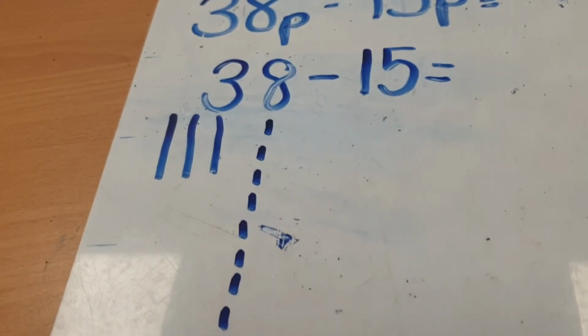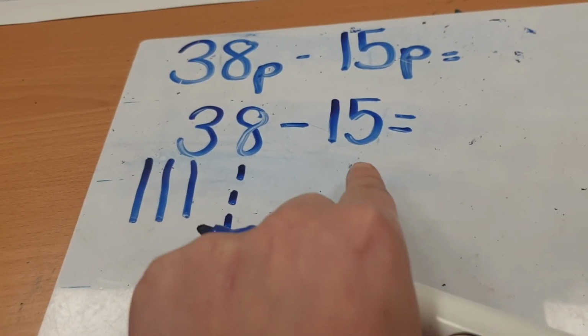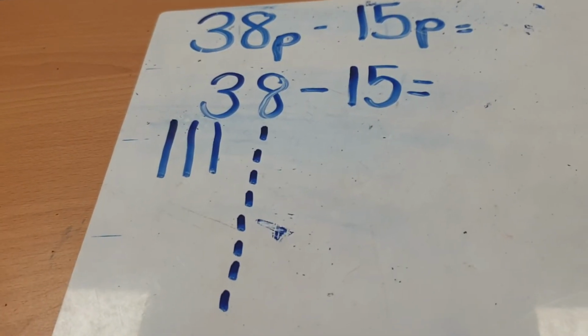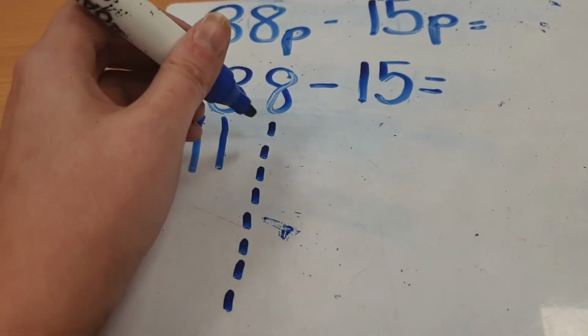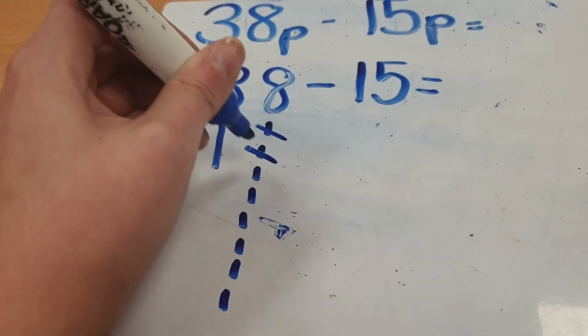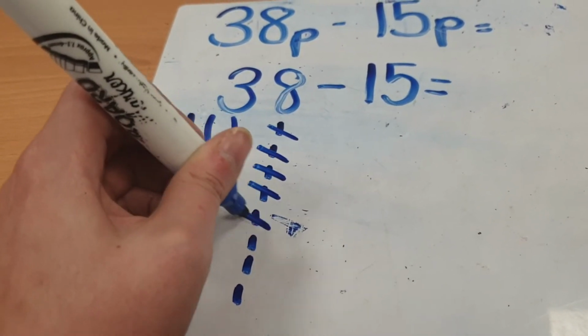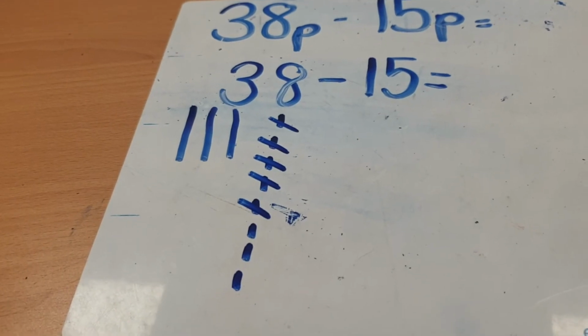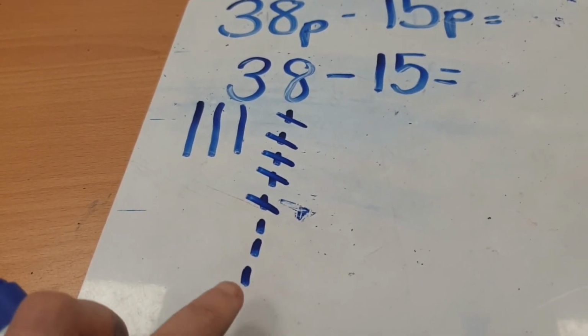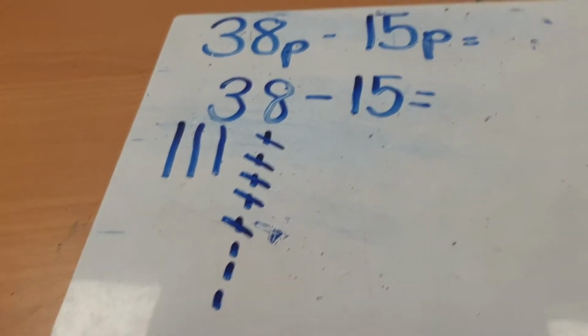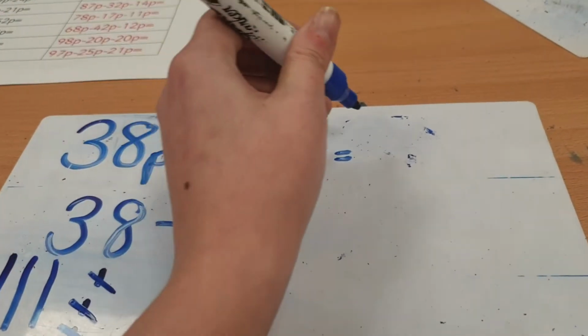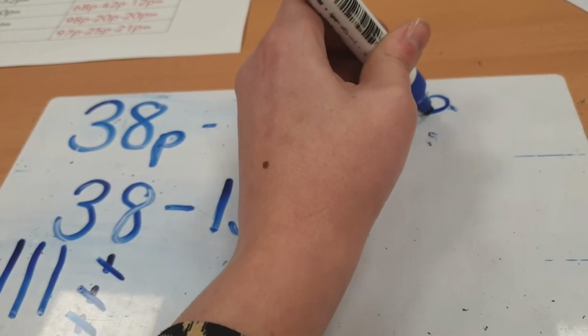So I need to look at the 8 and I need to take away 5 from it. Can you help me? Let's go. 1, 2, 3, 4, 5. How many ones do I have left? Let's count them up. 1, 2, 3. Well done. So I'm going to draw my 3 ones here.